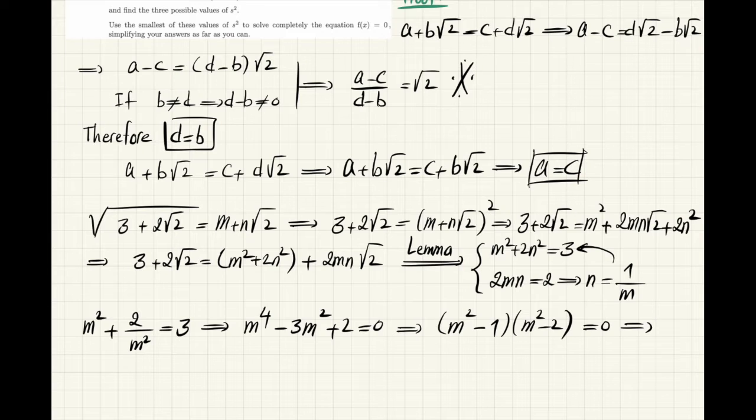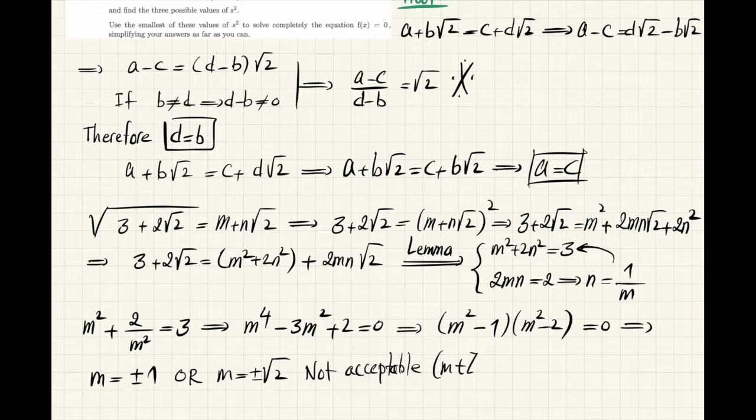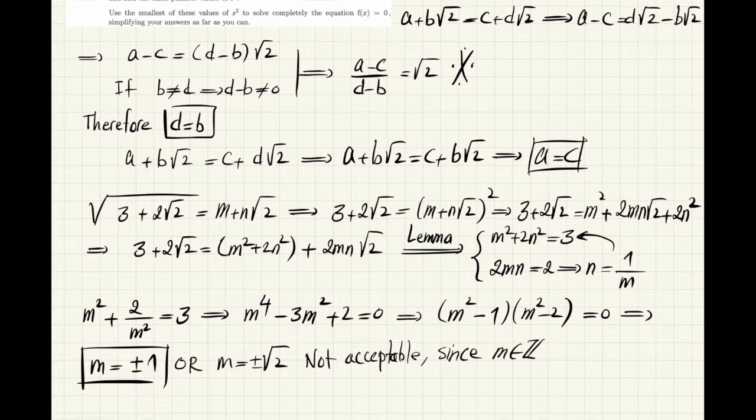And then I get 4 answers. So m becomes either plus or minus 1, or m is equal to plus or minus the square root of 2. But this is not acceptable since m is supposed to be an integer. So let me write it in this proper way. Since m belongs to Z, these are the numbers that I can have for m.